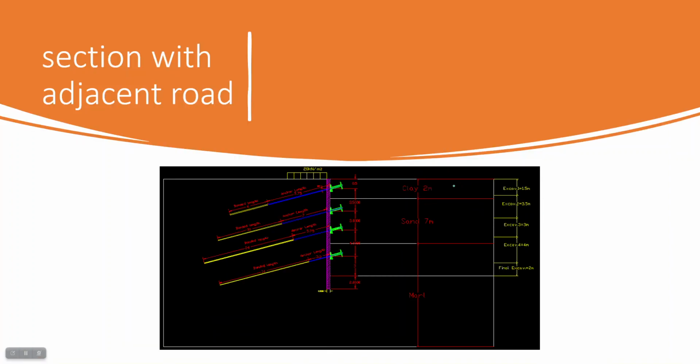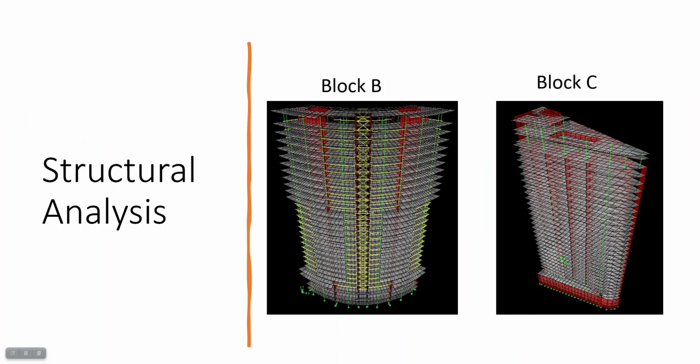Okay, now we have the section with the adjacent road. This one is also designed using strands and anchors and a diaphragm wall. Now, for structural analysis, we are not going to continue the structural analysis. We are going to stop here today.